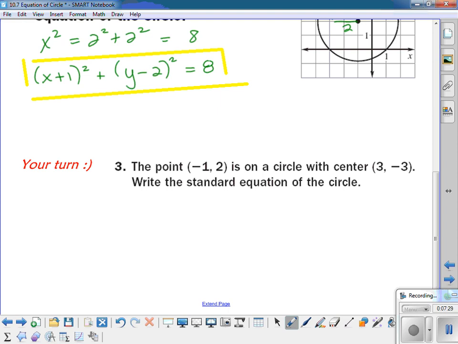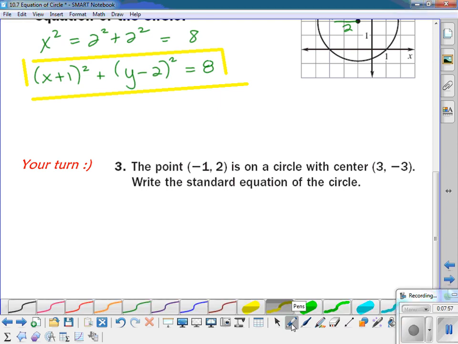So for this one, you can either graph it and use the Pythagorean theorem. You still can do that. Or you can use the distance formula. Graph it. You guys have graph paper? Go for it, if you would prefer to graph it. But first thing you need to do is figure out the radius, or at least the radius squared.